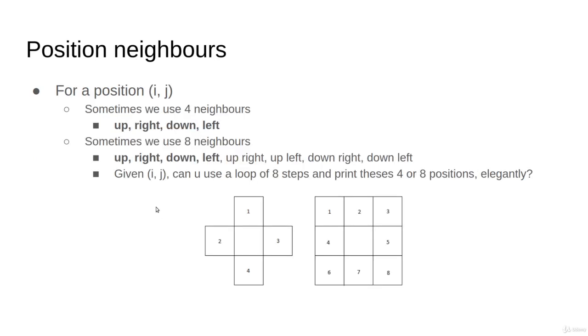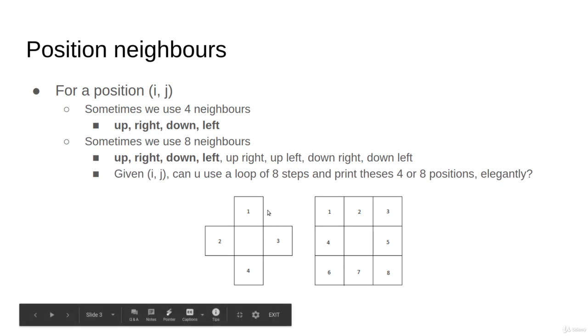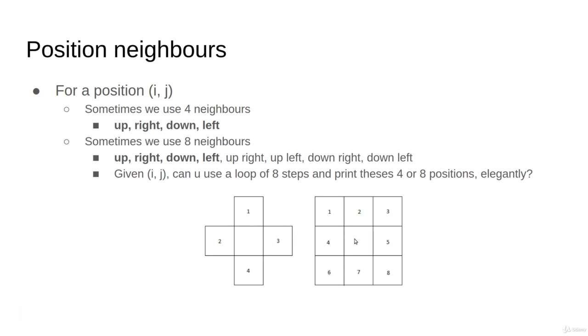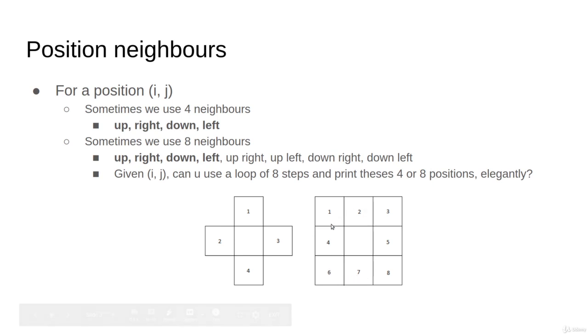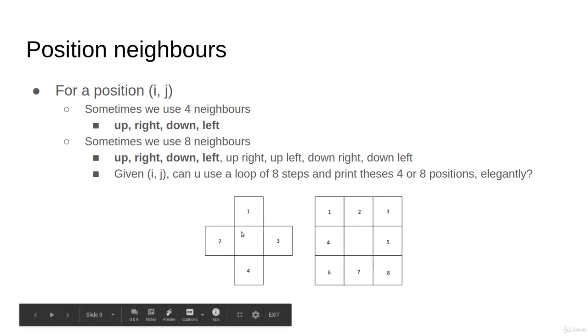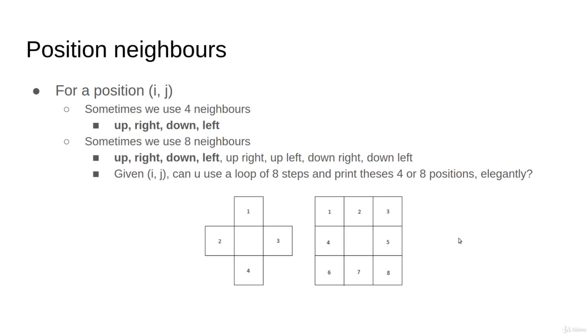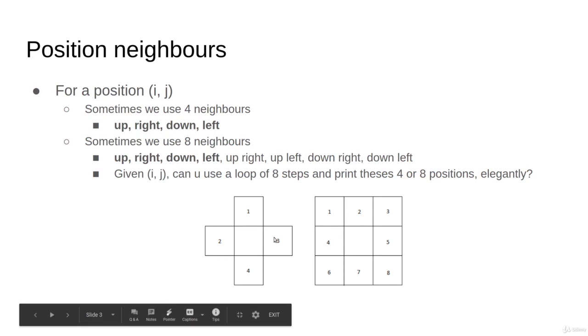The idea is as follows. Sometimes in a 2D matrix, when you are at a specific position, you would like to get the neighbors of your position. Sometimes you would like to get just the 4 neighbors, up, right, down and left, and sometimes you need the 8 neighbors around you. Many people would do that with 4 lines of code or 8 lines of code, which is a lot of coding. But using a very simple loop of 8 steps, given some position, we can easily generate the 8 positions around us or the 4 positions around us.